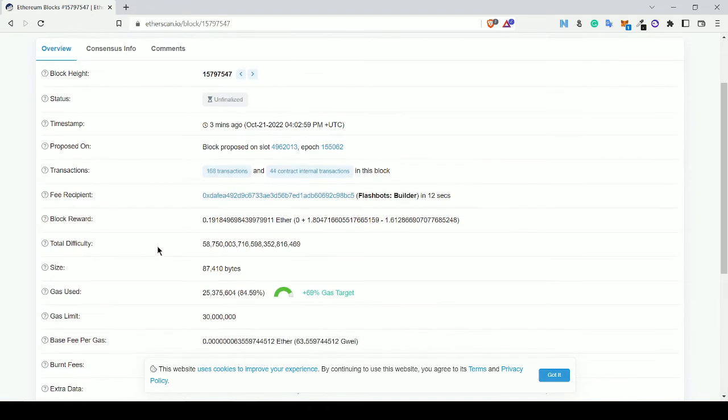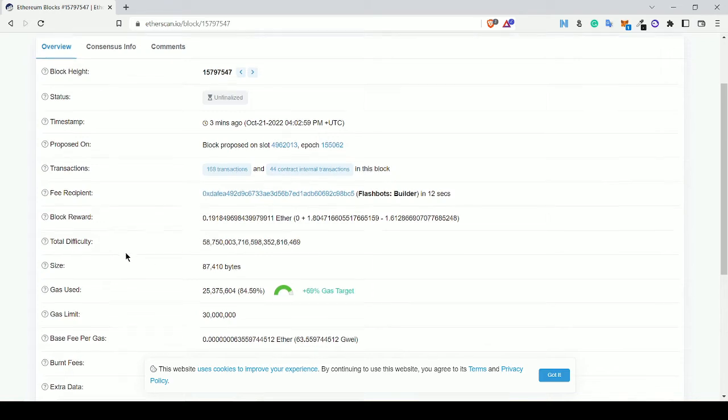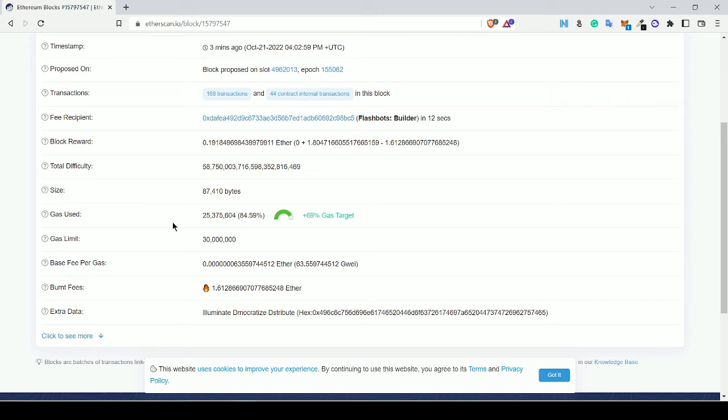Okay, then we have the recipient. So this is our recipient address. Then we have the block reward, and then the difficulty. Wow, that's great. So this is the difficulty and this is the block reward, guys. Okay, and this is the size of our block. And this is the gas used.